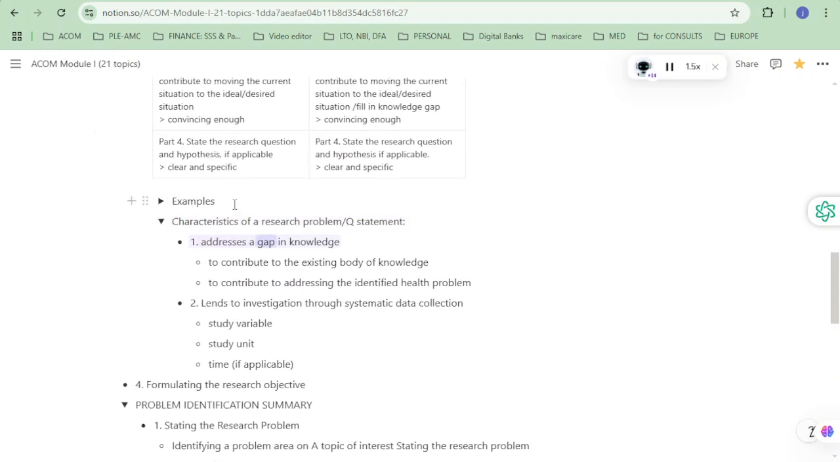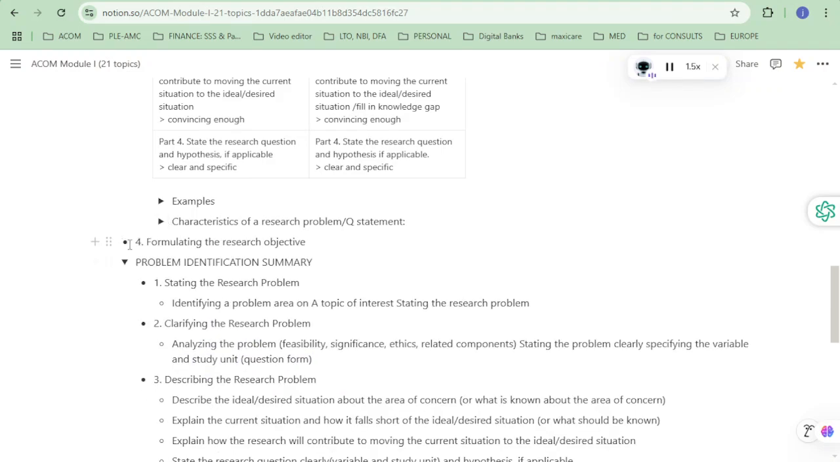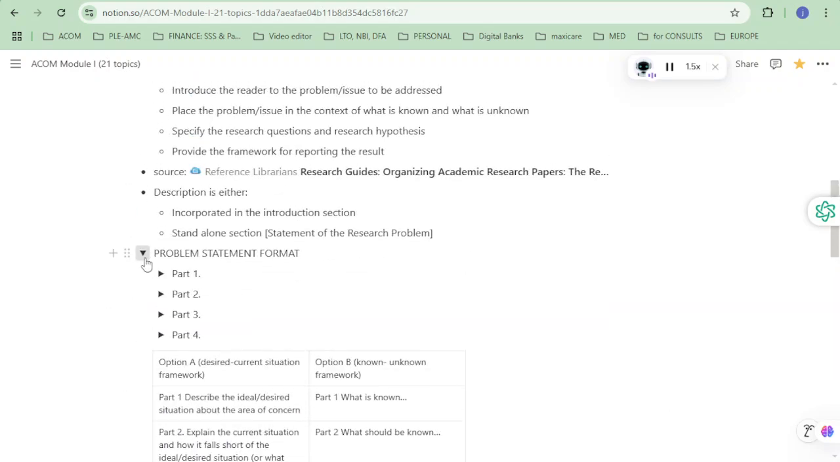1. Addresses a gap in knowledge: to contribute to the existing body of knowledge, and to contribute to addressing the identified health problem. 2. Lends to investigation through systematic data collection. 3. Study variable, study unit, time, if applicable. 4. Formulating the research objective.